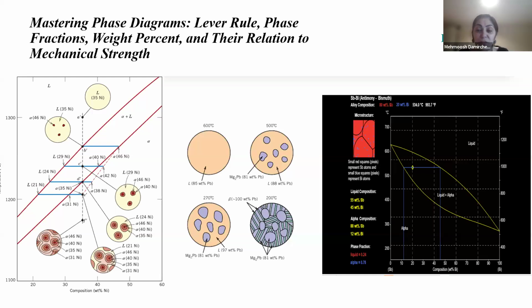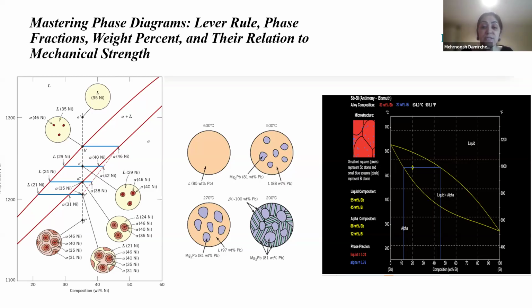In this video, we will focus on some binary alloys such as CuNi, copper nickel, and SnPb, exploring how to determine which phases are present, calculate phase compositions, and find weight fractions of each phase using the lever rule.